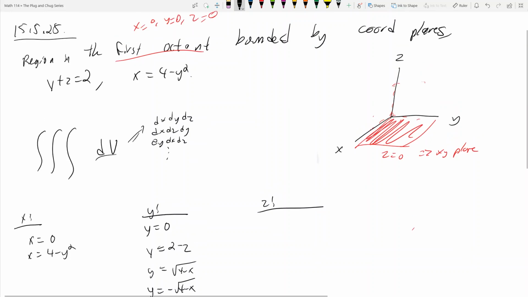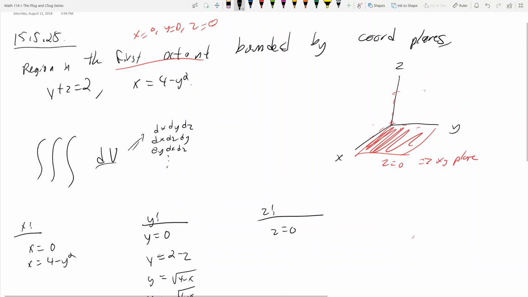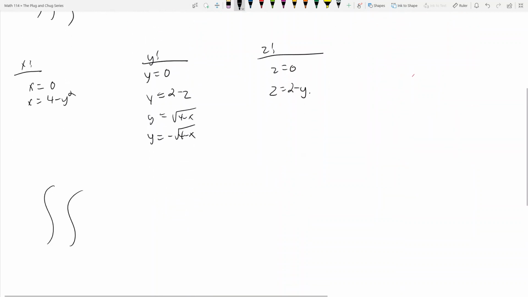How many equations does z have associated with it? Well, we got z equals 0, and then we got z is equal to 2 minus y, okay? And now, how do I set this integral up, right? Well, this triple integral. Well, what's the one variable that we don't want to integrate with respect to first? Okay, does anyone have any idea? Well, it's going to be y, right? Because y has four bounds, or has 4 variables associated with it.